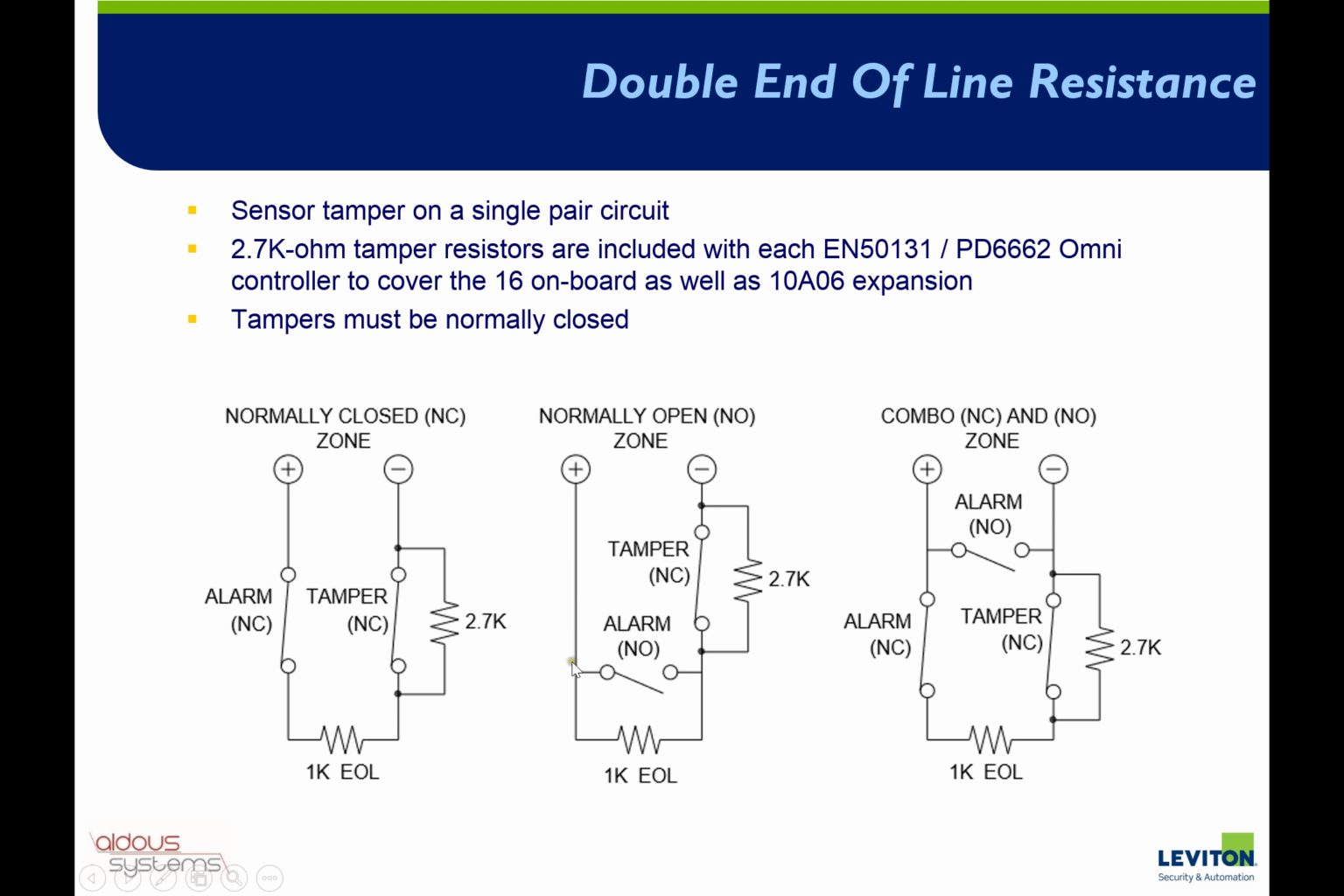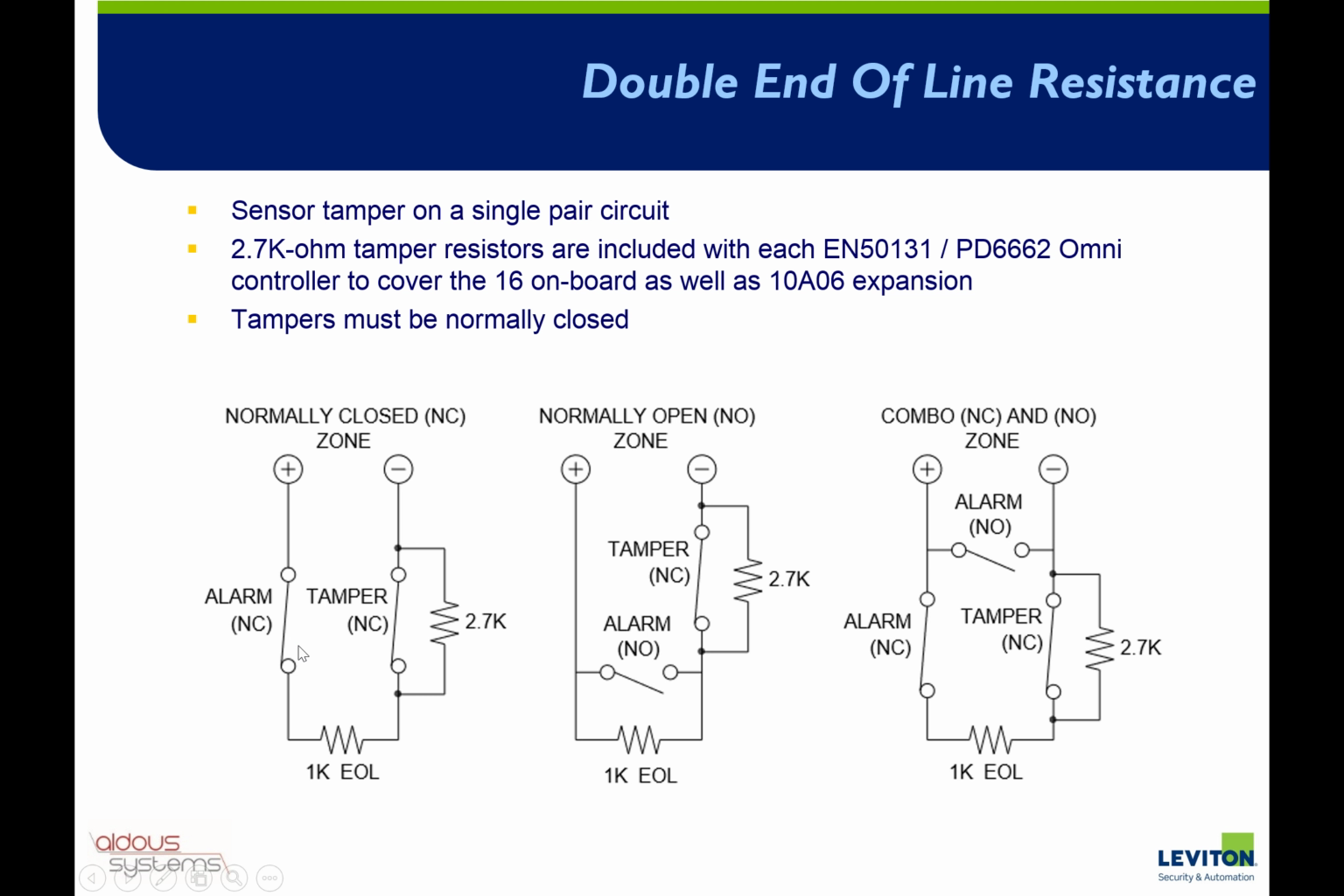So again, my current will flow. It can't go through here. That's normally open. The current flows through the resistor and through here. That's 1k ohm. If I'm in alarm, this will now close, and the current will take the path of least resistance through here, and it's now 0 ohms. That's alarm. If someone tampers with it, then my current will go through here, 1k, and then 2.7, giving 3.7k, and now I know it's tamper. So we can handle either normally open or normally closed sensors.